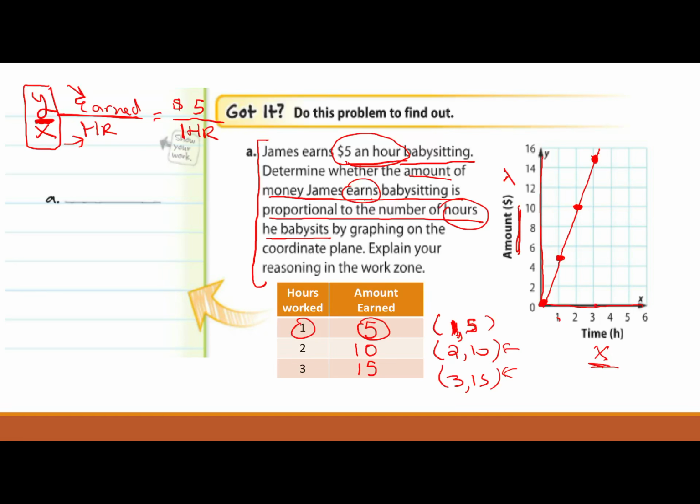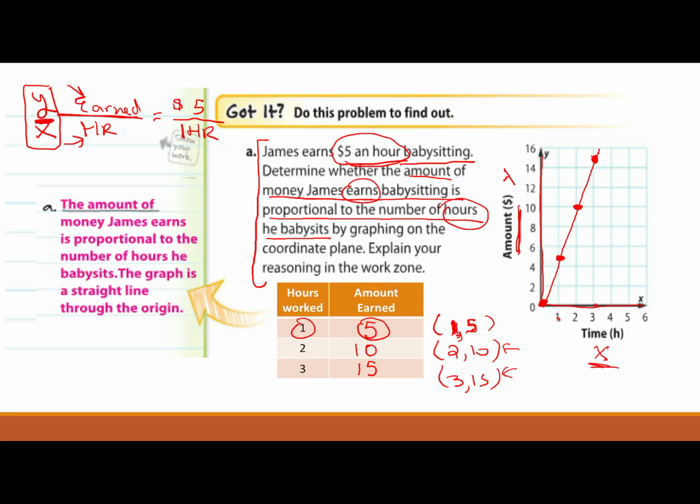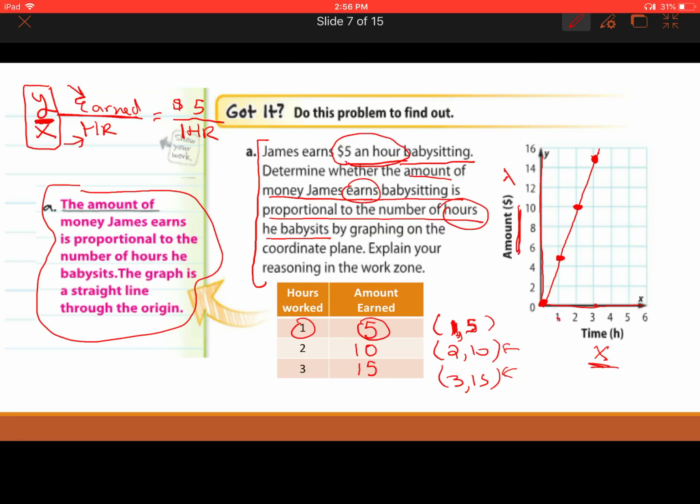So, is this line proportional? The answer is yes. This line is proportional. It's a straight line that goes through the origin, which means, yes, James does make the same amount of money every single hour. And this is the answer from the book. It says that the amount of money James earns is proportional to the number of hours he babysits. The graph is a straight line through the origin. All right, if you have a question on this one, if you didn't understand something, once again, go back, review this question again, and raise your hand if you need some assistance.